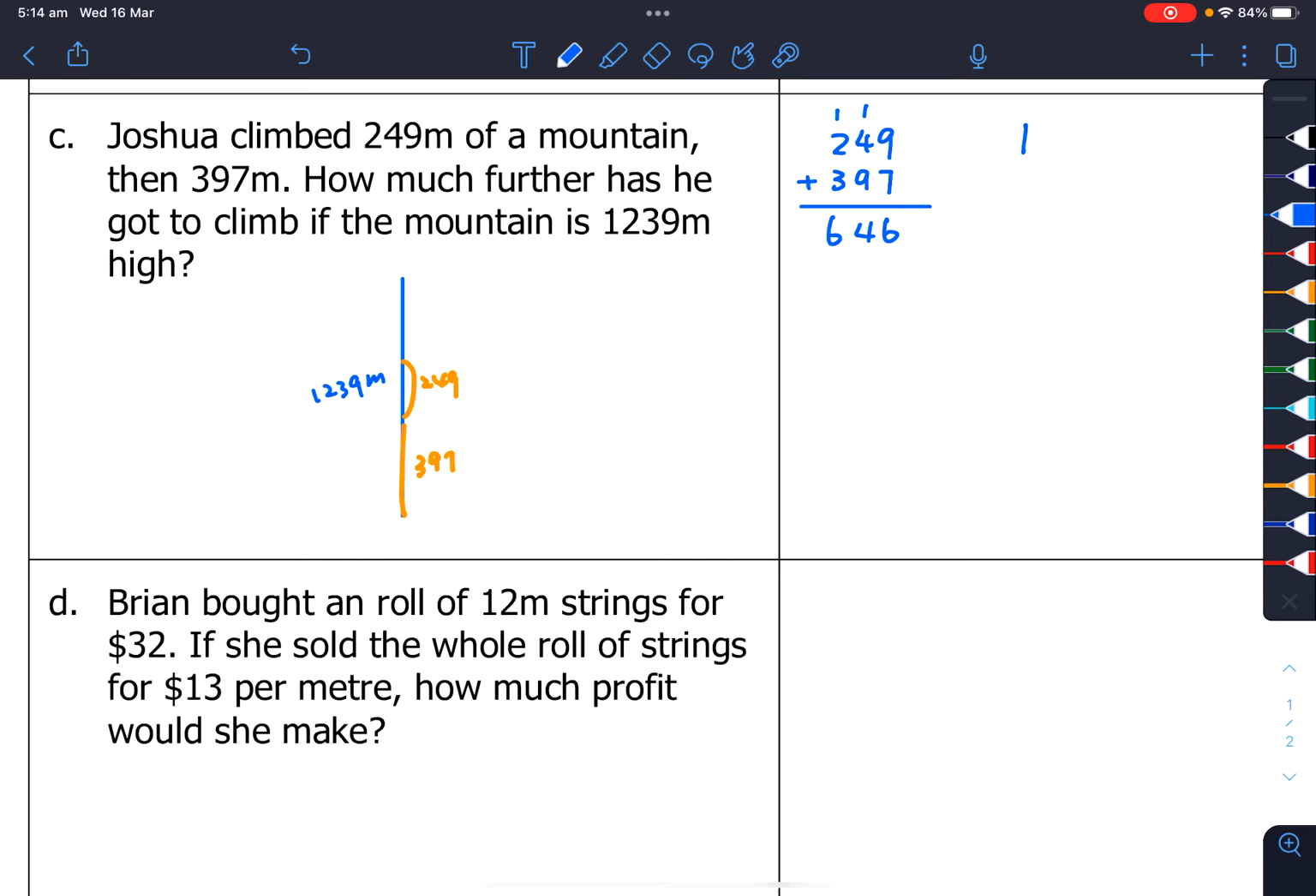So 1,239 minus 646. 9 minus 6, 3. 13 minus 4, 9. Here 13, borrow 1. 11 minus 6, 5. The answer is 593 meters.